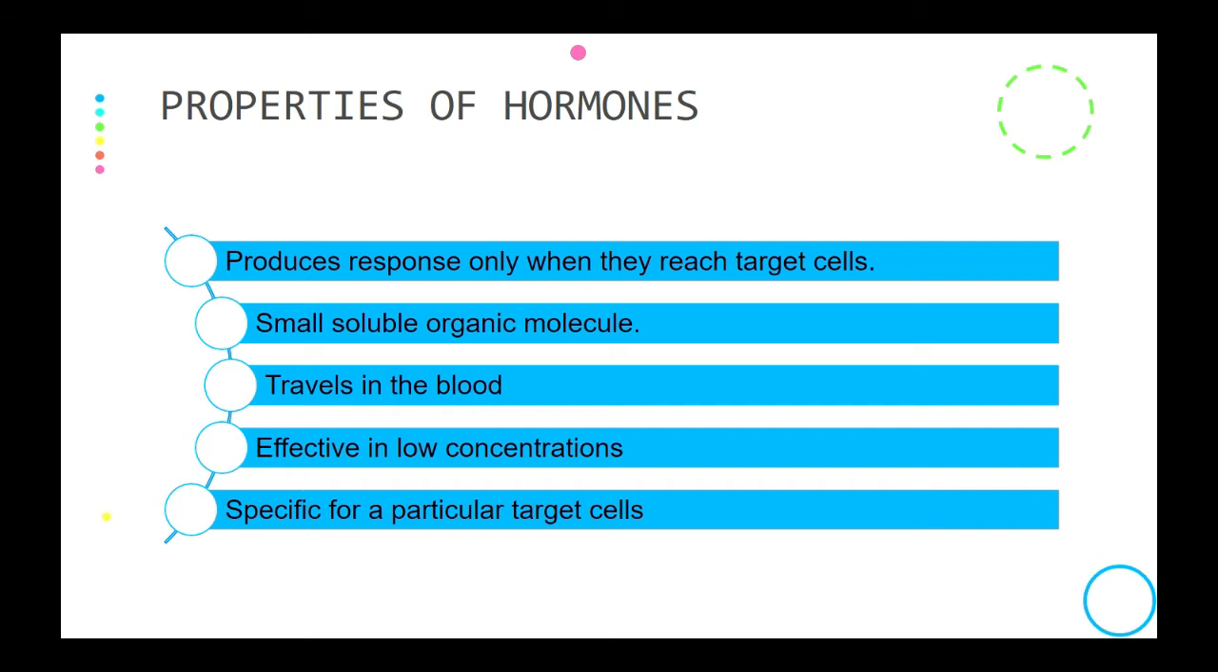Properties of hormones. Most hormones are secreted directly into the bloodstream to travel in the blood to the target cell or organ. Hormones are small organic molecules which are effective even in low concentration. However, a hormone can act only on a certain target cell that has a specific receptor for a particular hormone molecule.